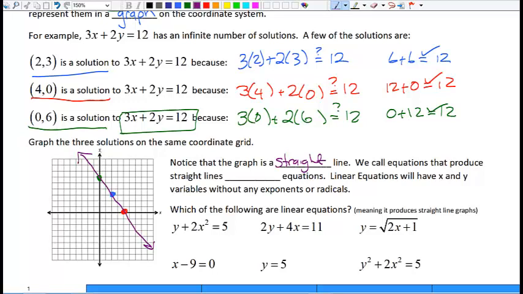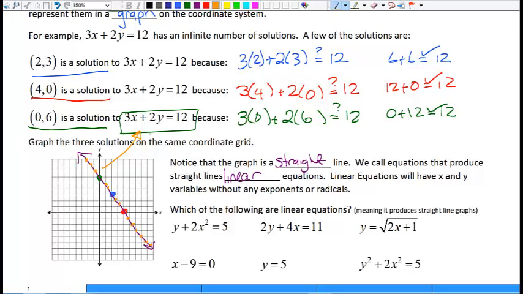We call equations that produce straight lines linear equations. So this is a linear equation. Clearly I only graphed 3 points, but every other point on this line that I didn't actually plot individually is also a solution to the equation 3x plus 2y equals 12. Every point on that line will solve that equation.